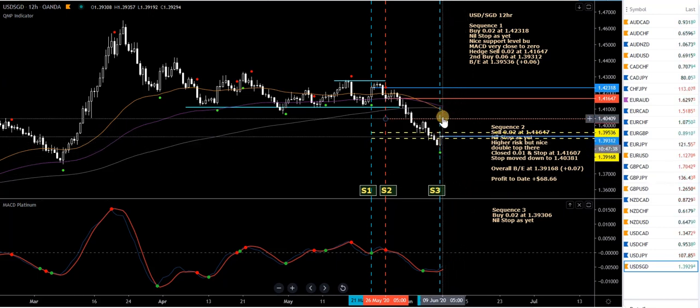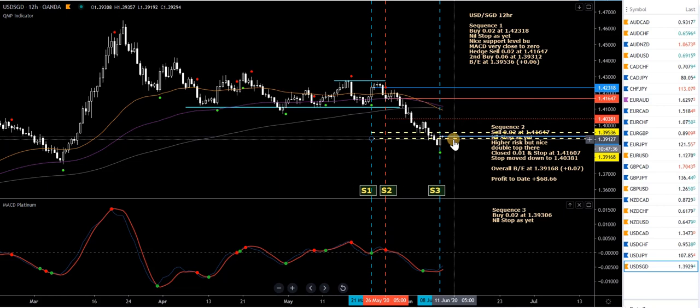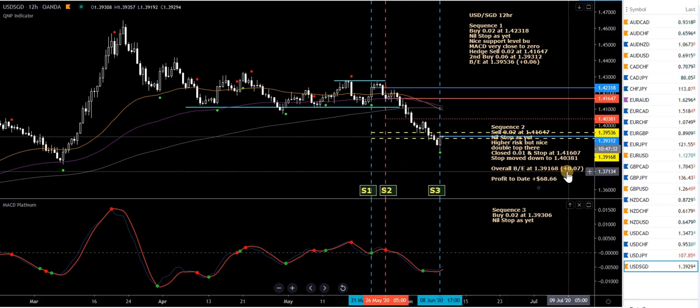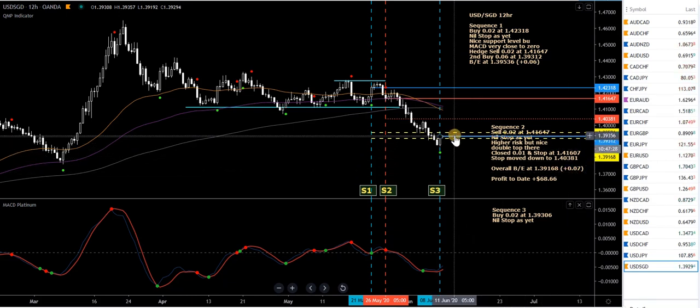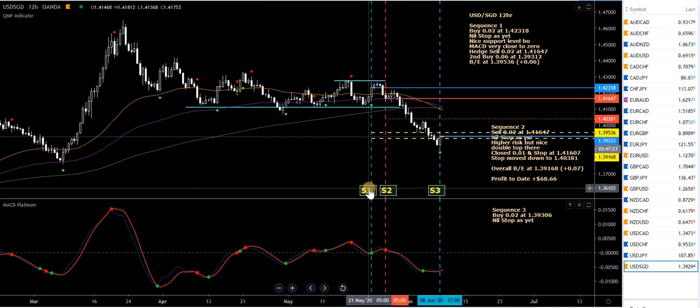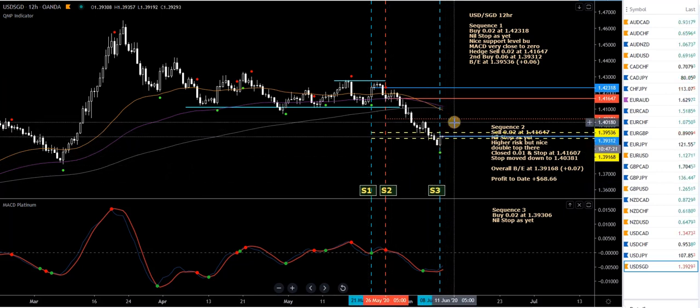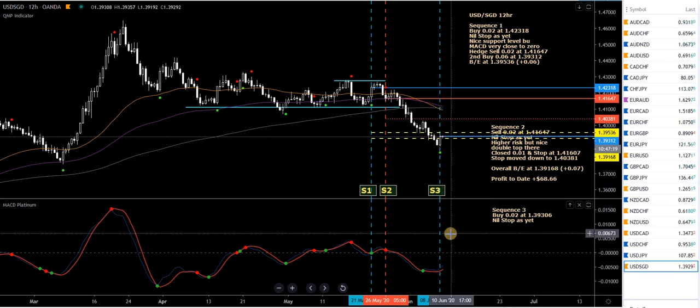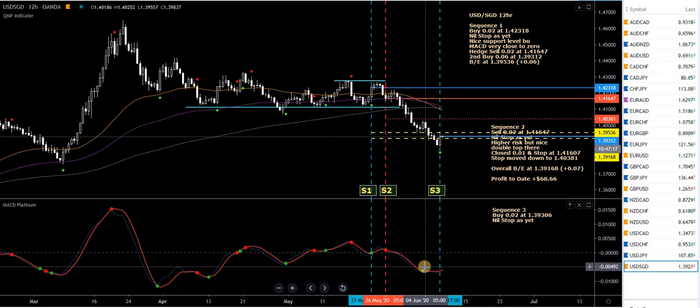Again, because I've got a partial hedge on, overall break even is this bottom yellow line. So as long as price stays above it, because we're overall net plus 0.07, and this top yellow line is the break even for sequence 1 overall. So we haven't got far to go on a USD Singapore dollar to get some profit. MACD Platinum's a long way below the zero level.